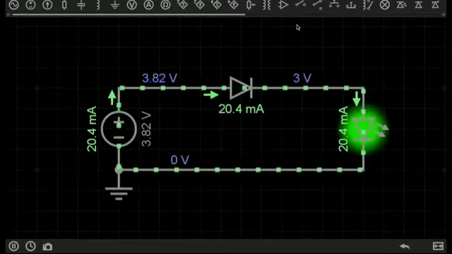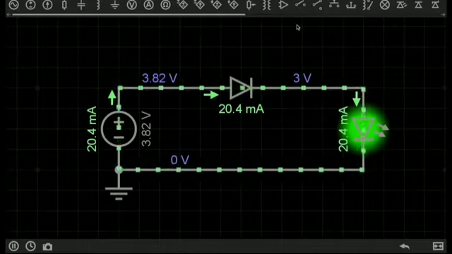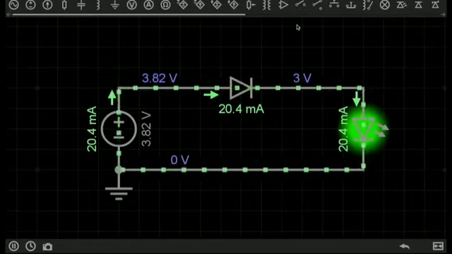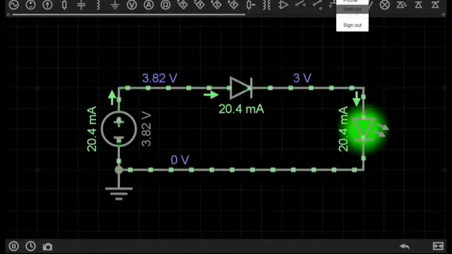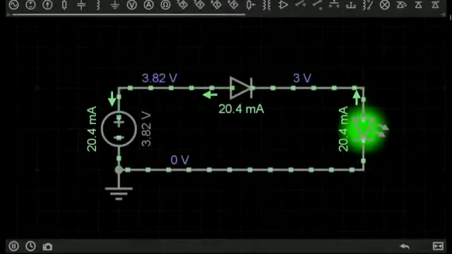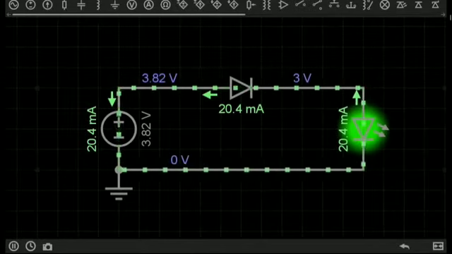Next, conventional current. In an electric circuit, arrowheads are used to indicate the direction of flow of current by convention. This flow in the circuit is from the positive terminal of the battery to the negative terminal. This current is called the conventional current. Simply, current is in the direction in which a positive test charge would move.